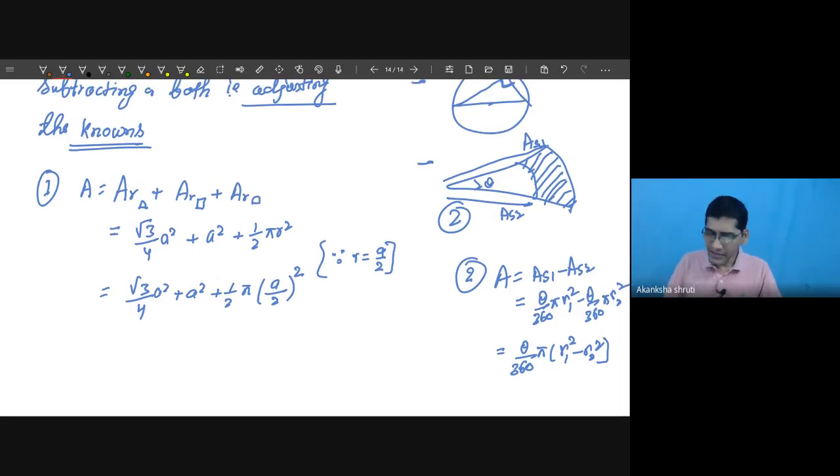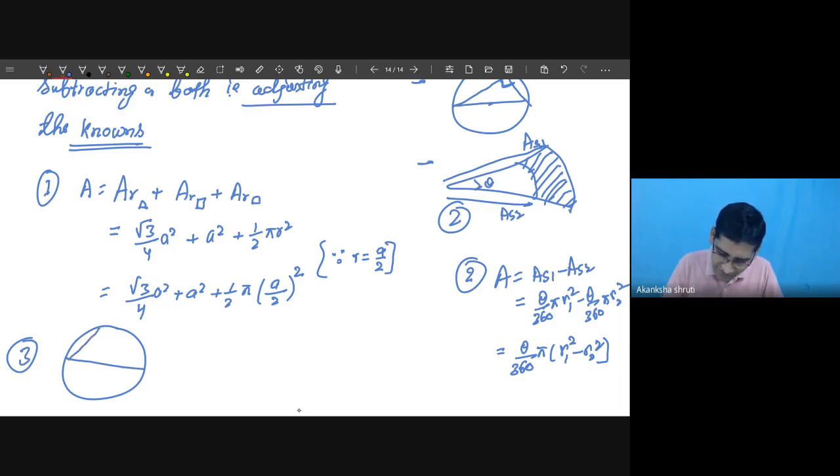Third, in some cases, let me take the third one also. Let us consider a circle. Consider a circle, there is a diameter, and over this diameter, it is asked to calculate these shaded areas.